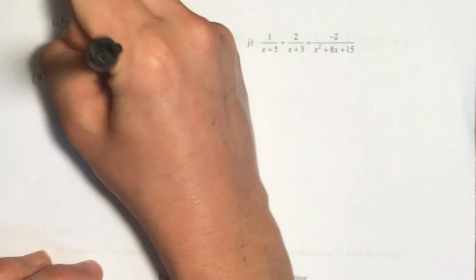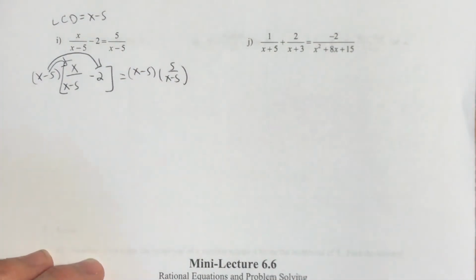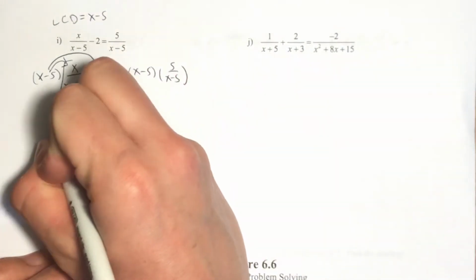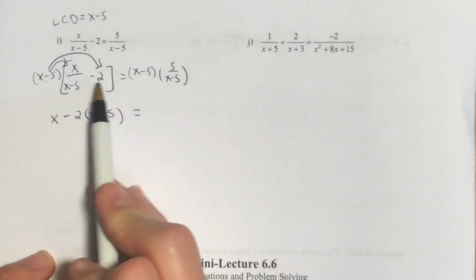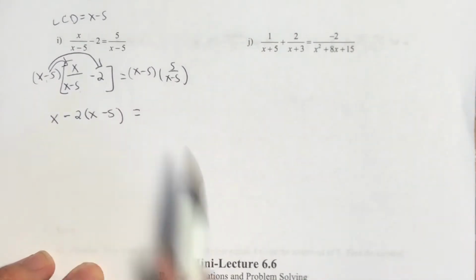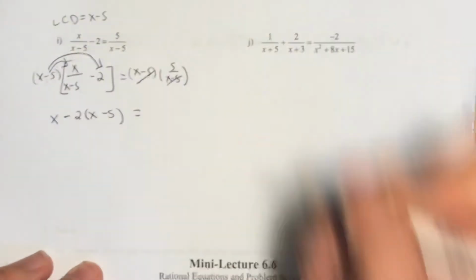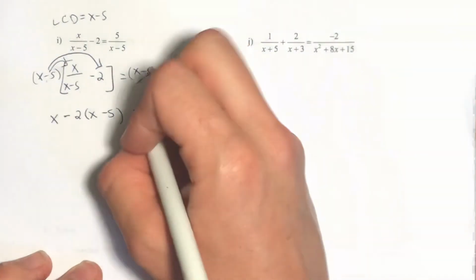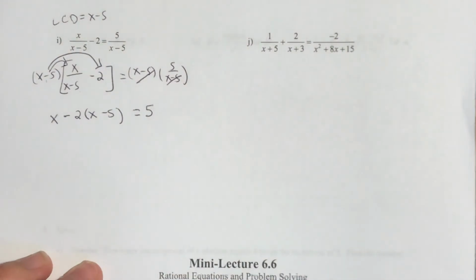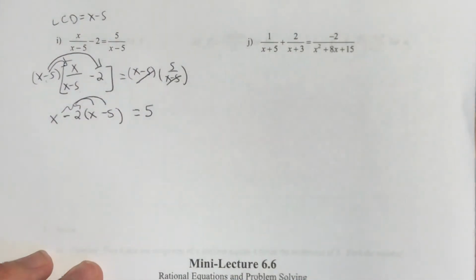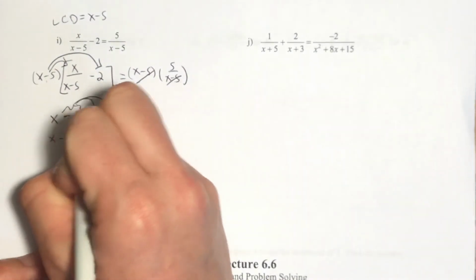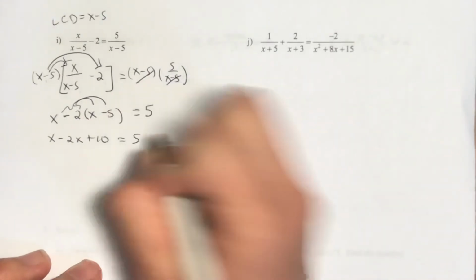Okay. We'll have to distribute on the left side. So the x minus 5's cancel. We're left with x, and then it's minus 2 times the quantity x minus 5. Remember, distribute x minus 5 to the negative 2. On the right side, the x minus 5's will cancel, and we're left with 5. Okay, we'll distribute the negative 2 to get x minus 2x plus 10 is equal to 5.